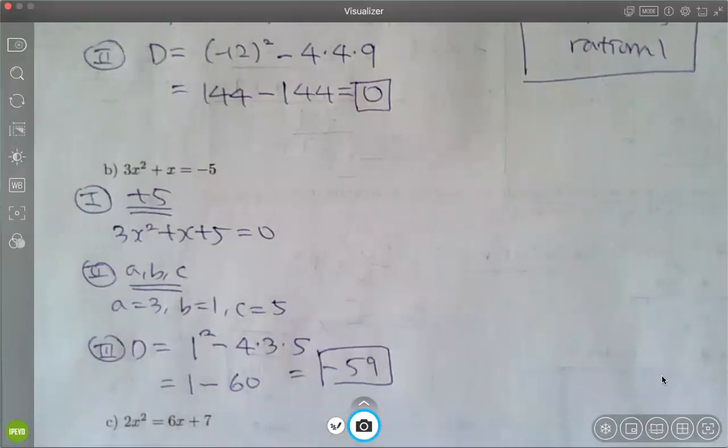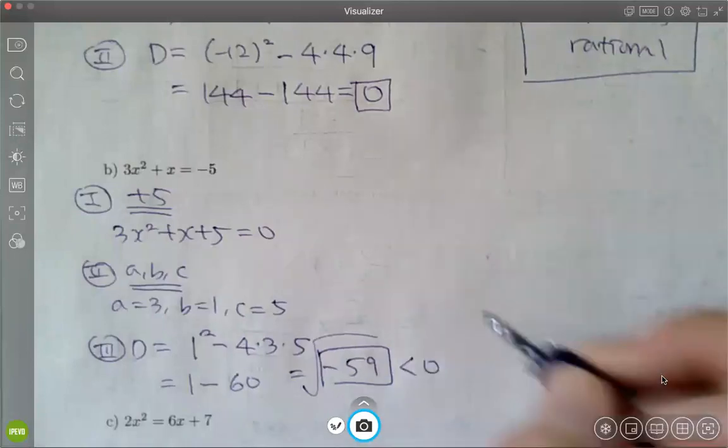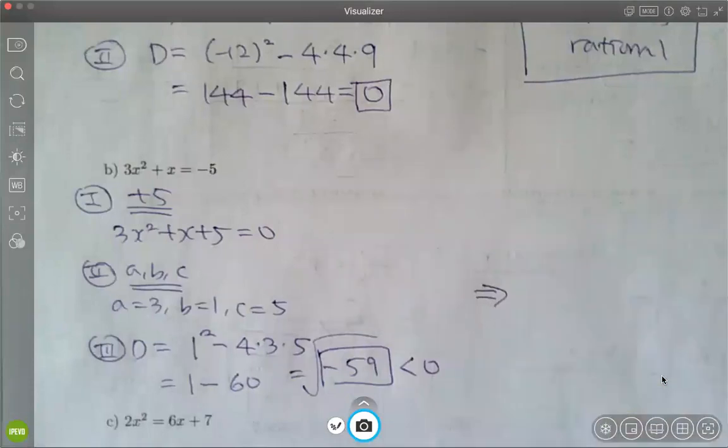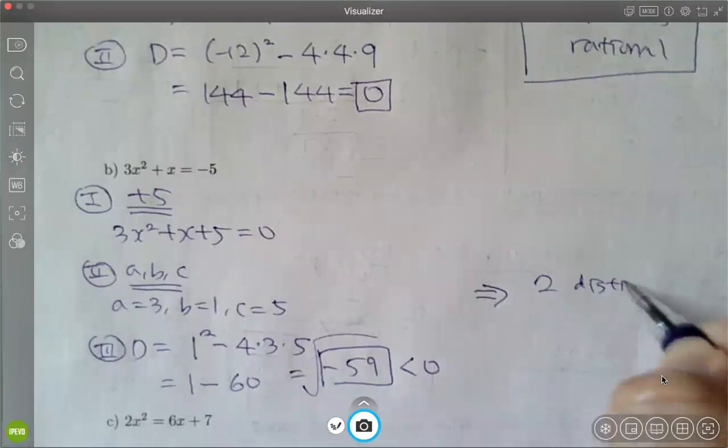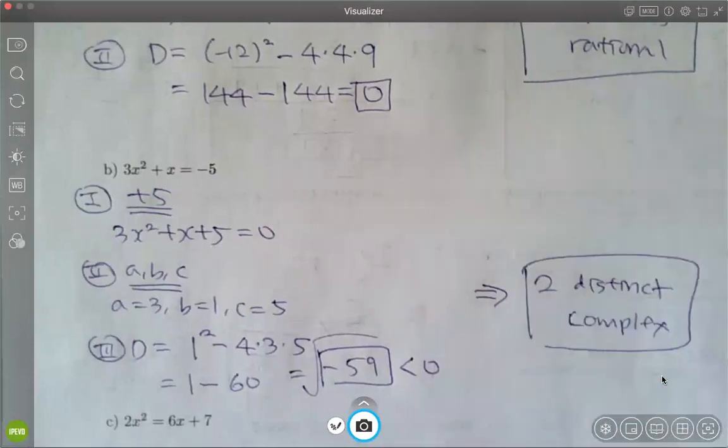Okay. So now the discriminant is negative. So what does that mean? We will have square root of negative 59 if we apply the quadratic formula, right? So that's a negative number. So what does that mean? We'll have to pull out an i, right? Okay, so what does that mean? There are two distinct complex solutions. Okay.